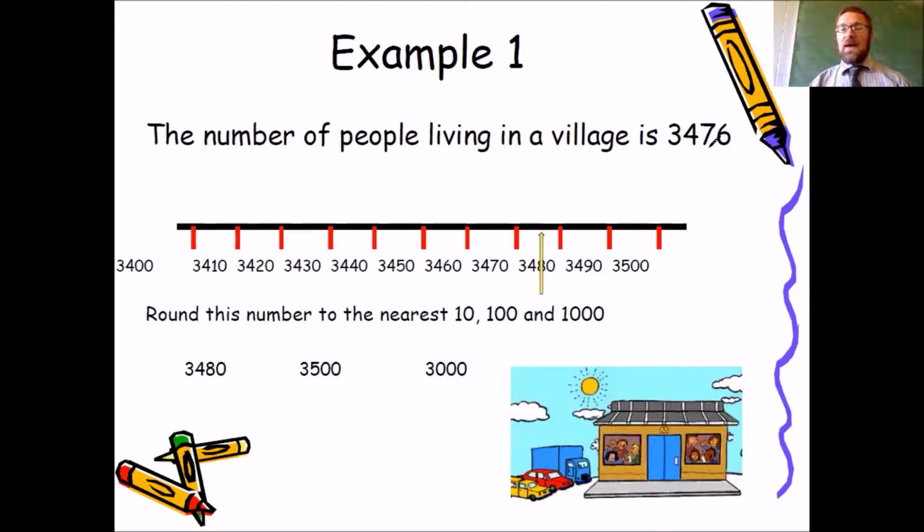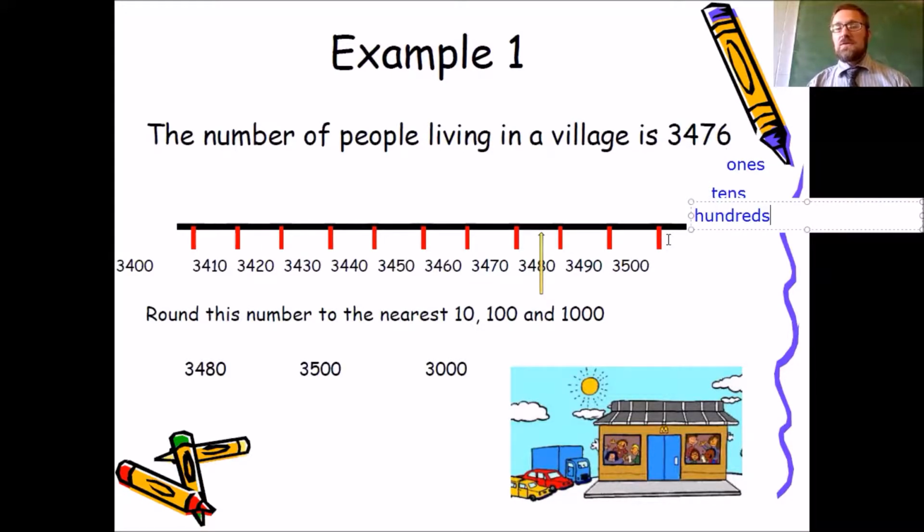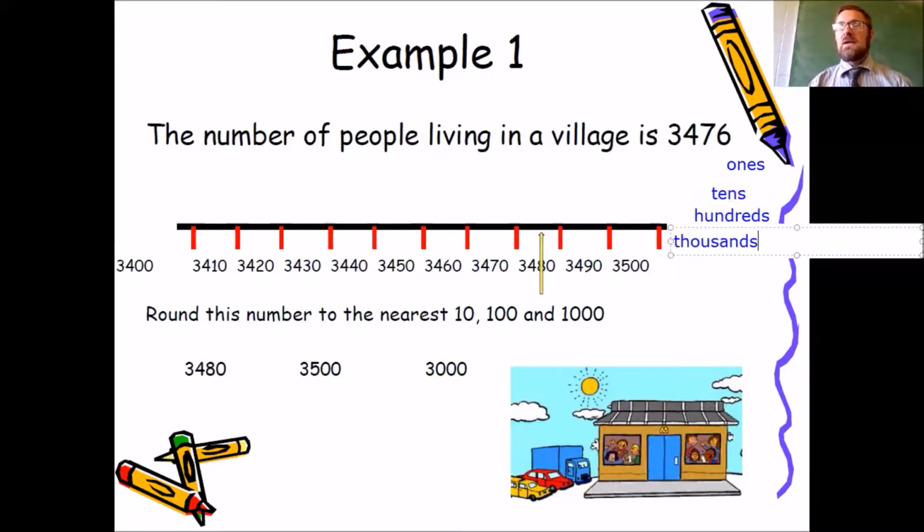So we've got to remember back to place value. Remember that the 6 is in the ones digit. The 7 is in the tens digit. The 4 is in the hundreds digit. And then, of course, the 3 is in the thousands digit. If you struggle with place value, please let me know so that I can help you with that.